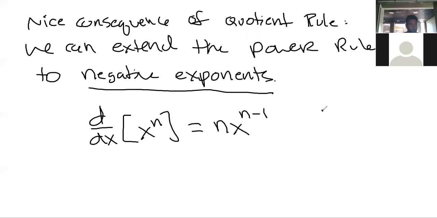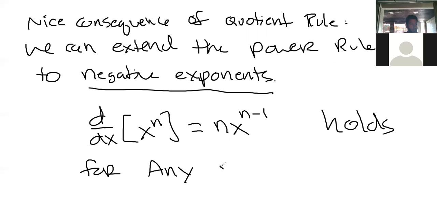So this holds for any integer n. So we already know it's true if n is positive, but what if n is negative? So let's see. Let's prove why. Let's verify it. So in mathematics, we call this a proof.